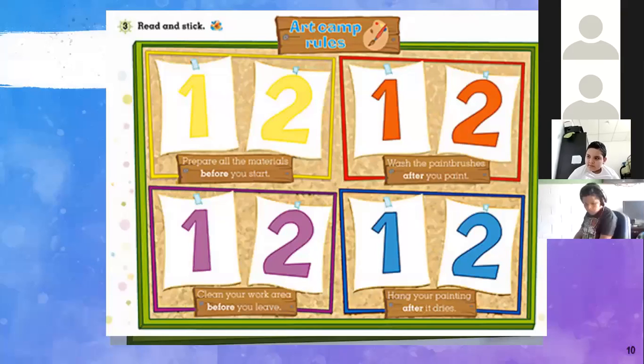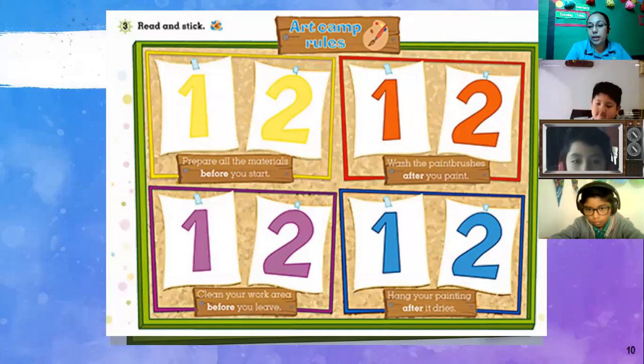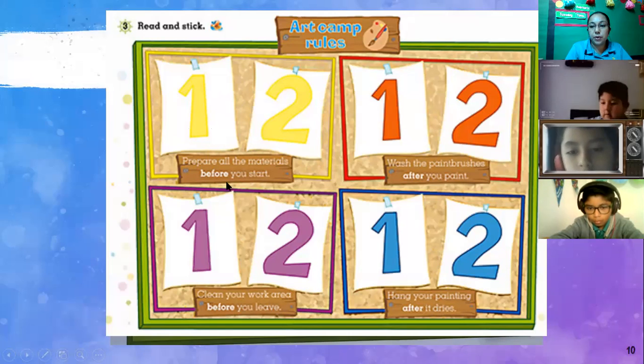Now, let's pass to the next activity. You read and stick. Okay, this one is our camp rules. You need your stickers. In this case, please take your stickers and we develop this activity. This one is on page number 7. You stick the first action and the second action. Prepare all the materials before you start.